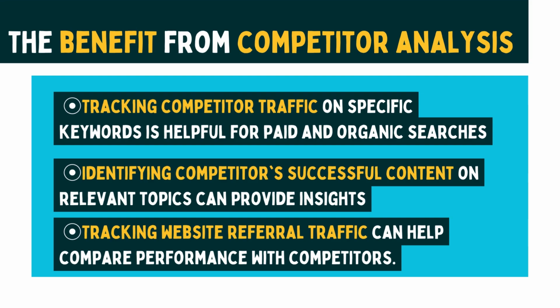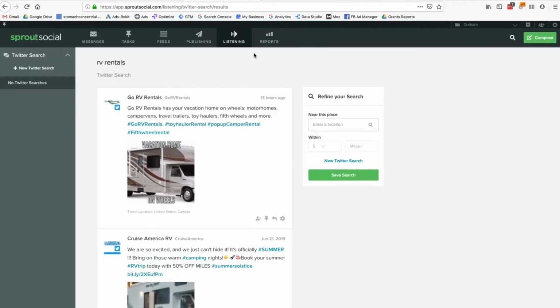There are various tools available to assist with tracking competitors, and one popular option is Sprout Social. This platform provides a range of features such as report generation and scheduling posts for specific times and days. By using Sprout Social, we can monitor our competitors' social media activities and obtain important insights into their strategies.